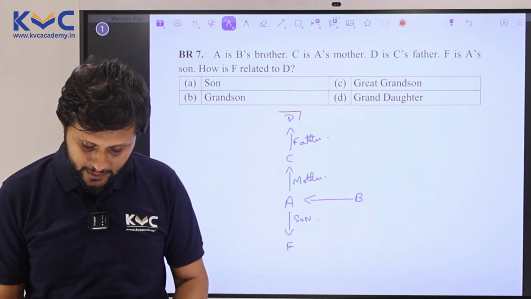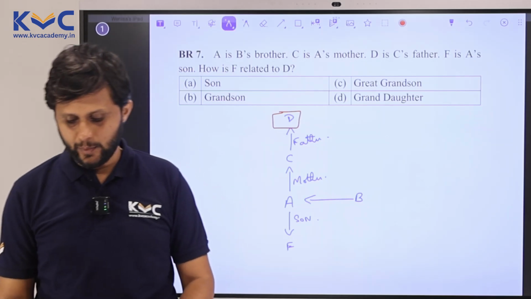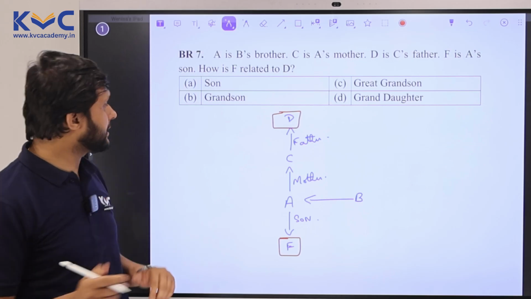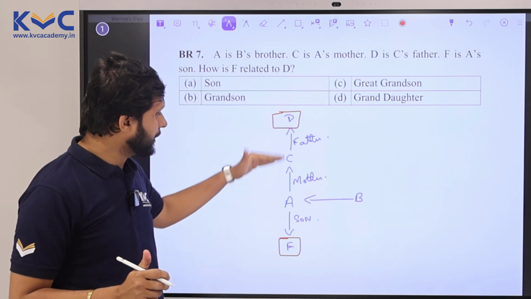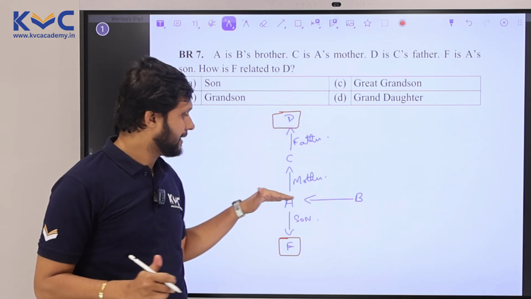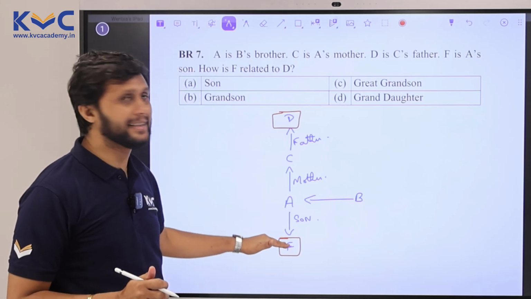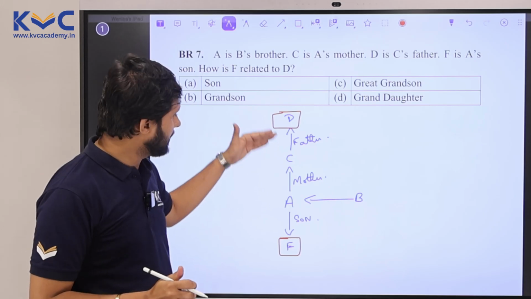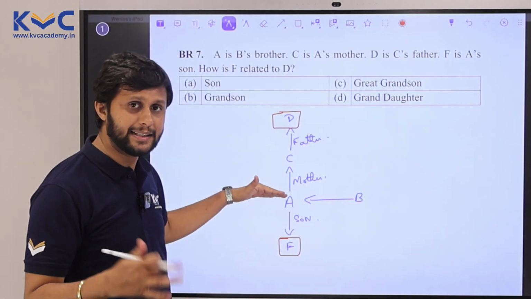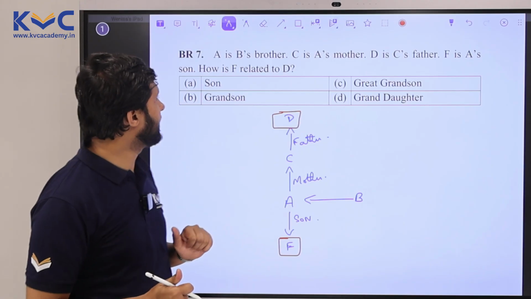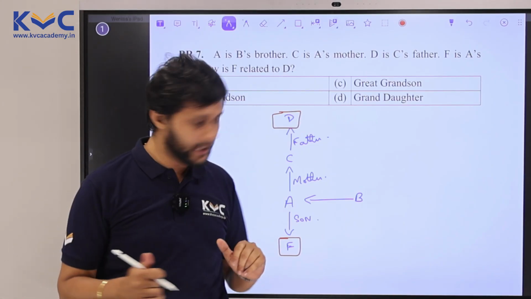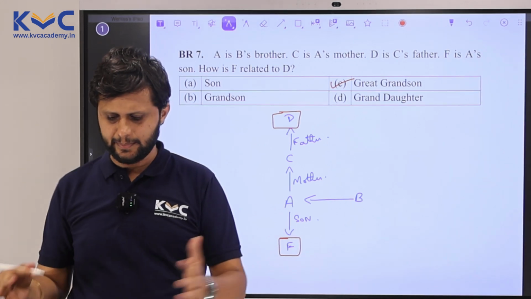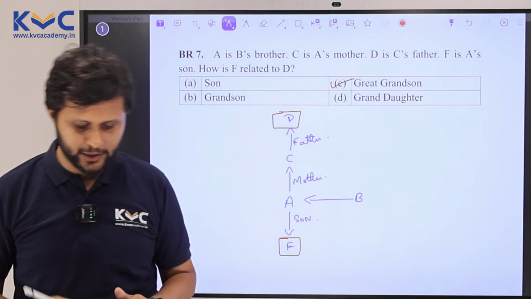How is F related to D? We have to start from here. From D, we have to reach F. Correct? So how many generations do we have? 1, 2. So we reach the grand level and we reach the great grand level. Correct? Here we have son. Here we have grandson. Here we have great grandson, which is there in option C. I hope it's perfect. This is quite simple, I feel. We'll move on to the next question.